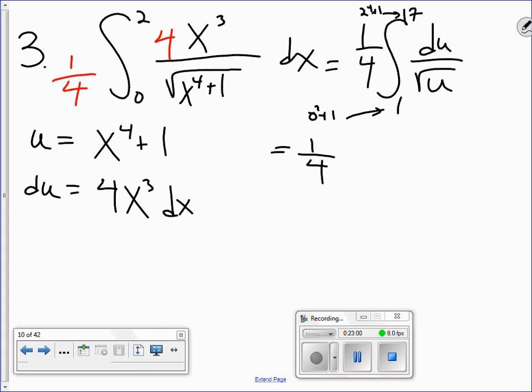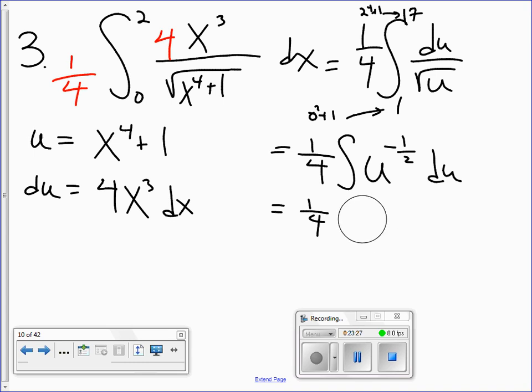All right, let's get the antiderivative. Before I can apply the power rule, what do I need to do? U to the what? Negative 1/2. You got to rewrite it with a negative exponent. Now, let me leave that 1/4 there. What's the antiderivative of u to the negative 1/2 du? First, I should get the new exponent. What's the new exponent going to be? Positive 1/2. So what number do I need to multiply by? 2. That's where that's coming from, because you have to add 1 first.